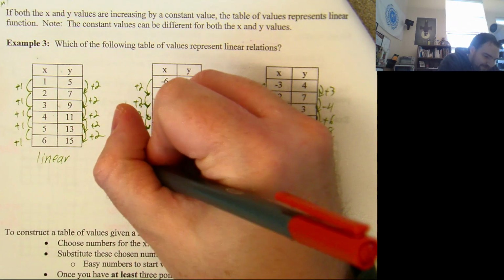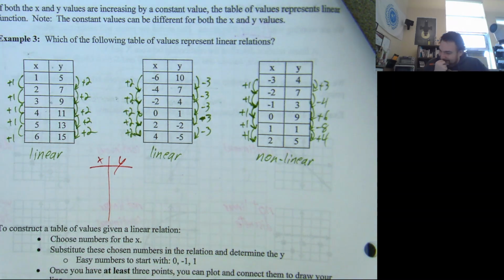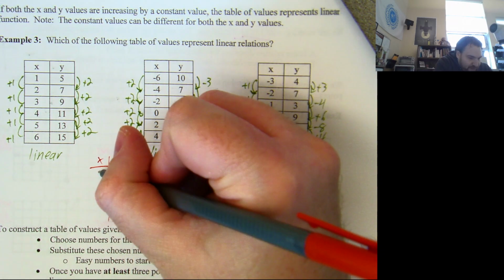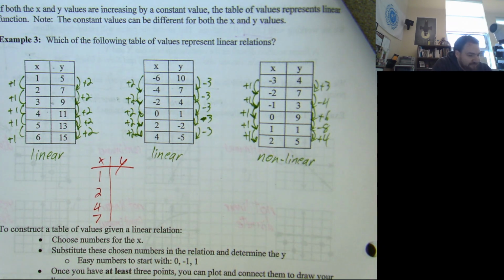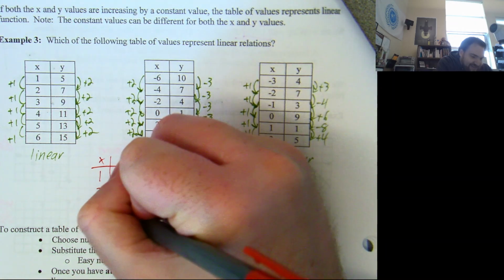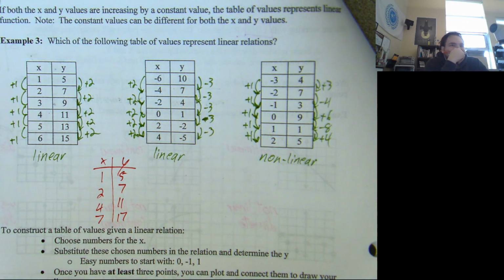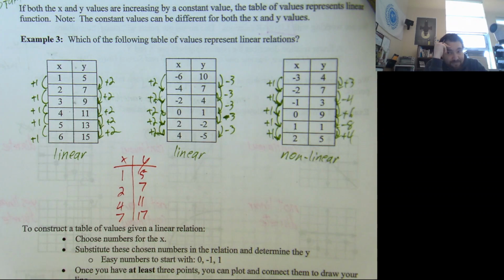What about this guy? What if I took this chart? I'm going to do 2 charts here. And I go like this. 1, 2, 4, 7. And I go 5, 7, 11, 17. Is that thing linear? Some are saying yes, some are saying no.